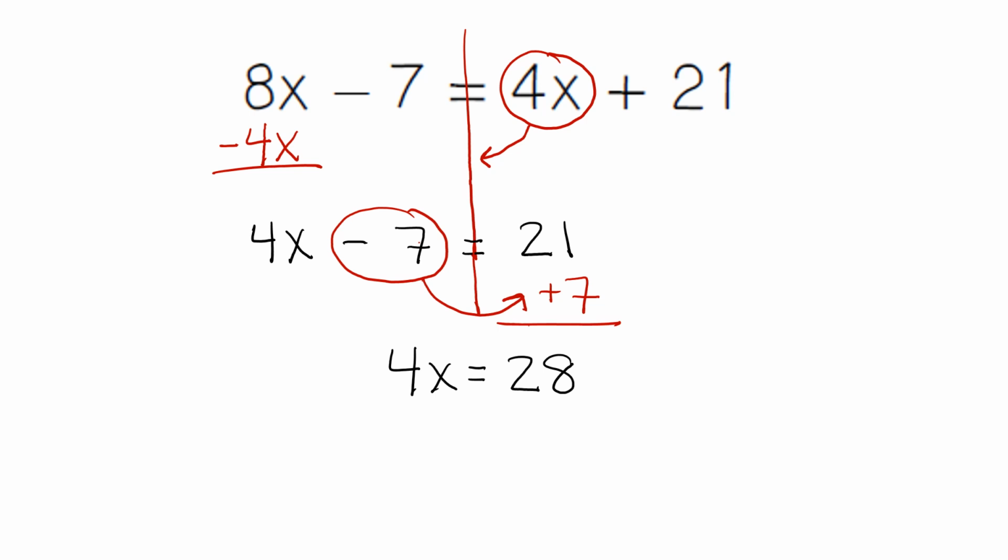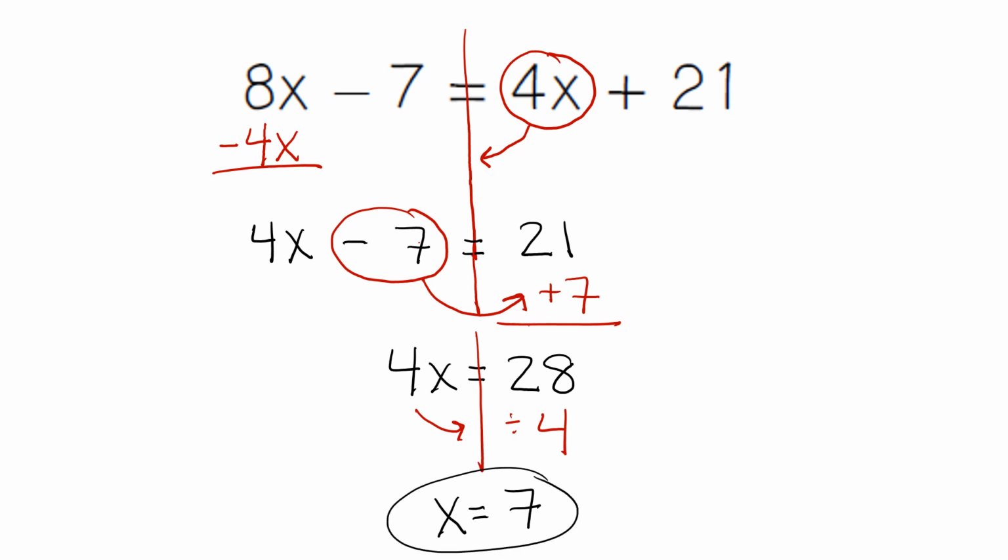And then our last step is to divide. When solving equations, your last step is to always divide. 28 divided by 4 is 7. Our final answer is x equals 7.